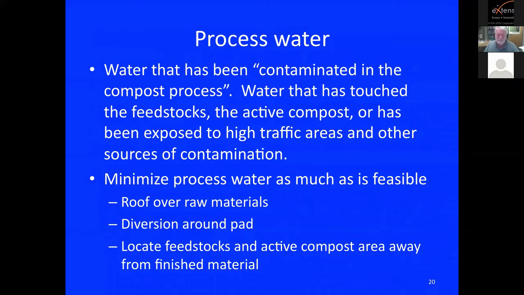Not every operation can afford one. We want to put a diversion around our pad just about all the time. We want any water that's flowing downhill towards our compost area to run around it rather than through it. We want to locate the feedstocks and the active compost areas away from the finished material. This is not because of the process water action itself, but because we don't want the process water to get into the finished material, because then we'll have to retreat it. And retreating compost is a lot harder. All the carbon's been used and it won't compost well.